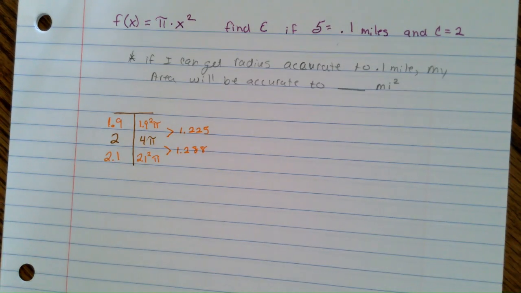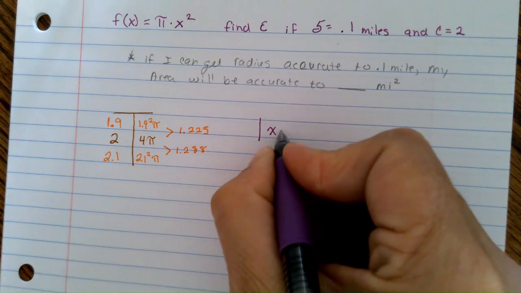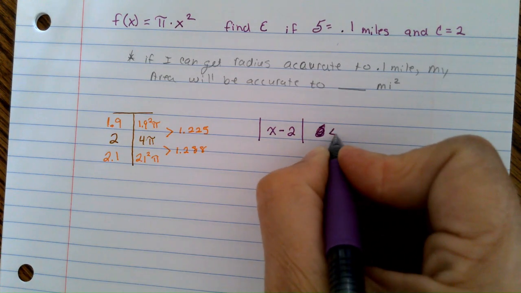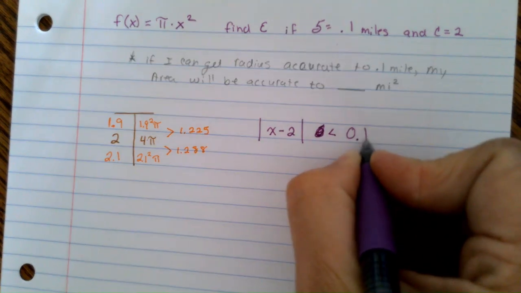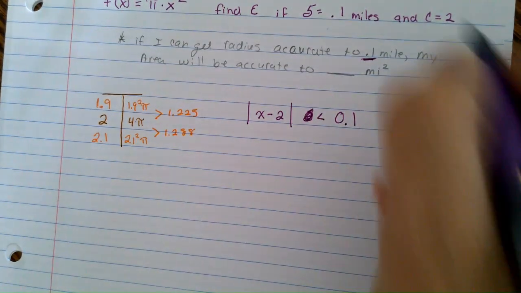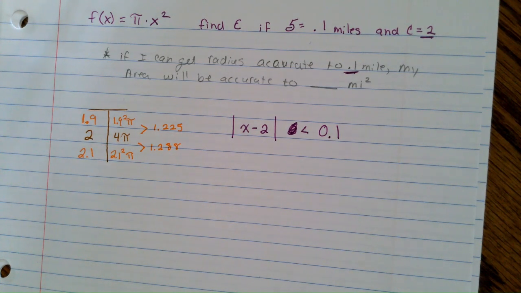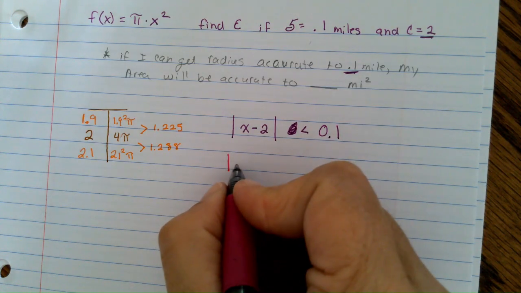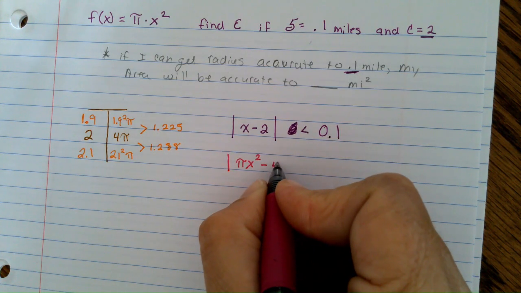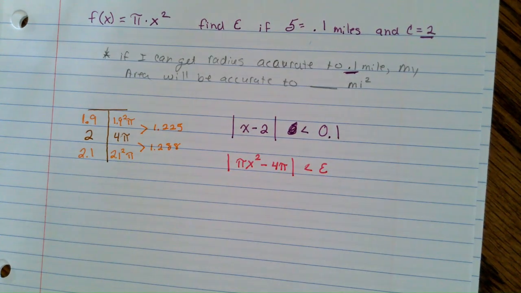So let's use the formal definition. The absolute value of x minus c is less than delta, which in our case was 0.1. Okay? And I'm getting that from right here. And I'm using my c-value of 2. Okay. The absolute value of f of x minus L is less than epsilon. And that's what we're trying to figure out.